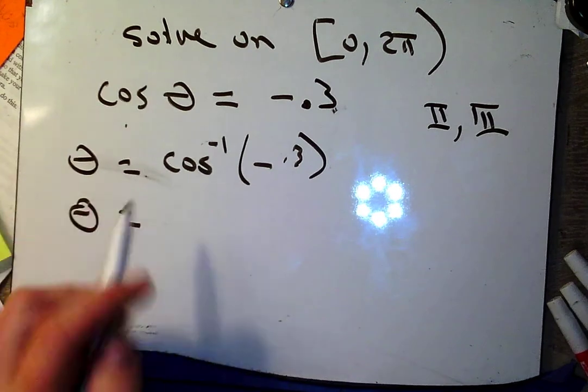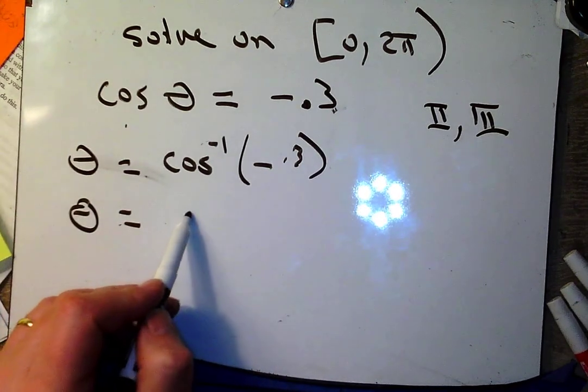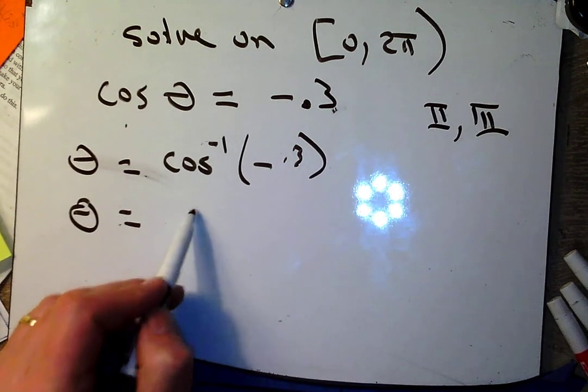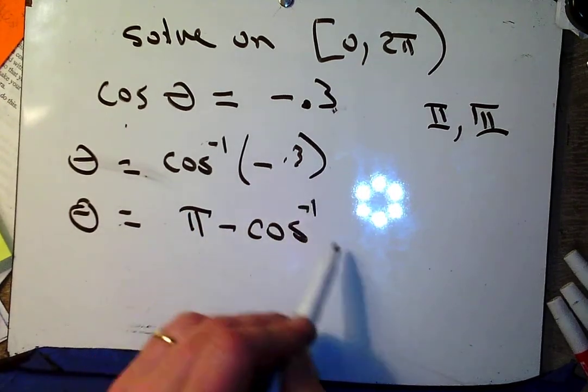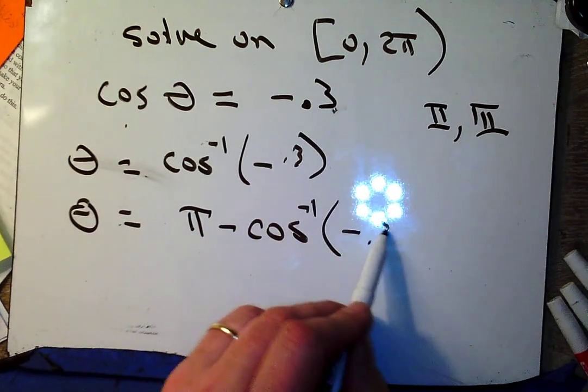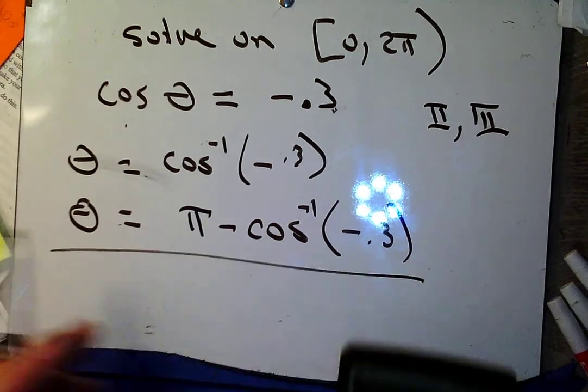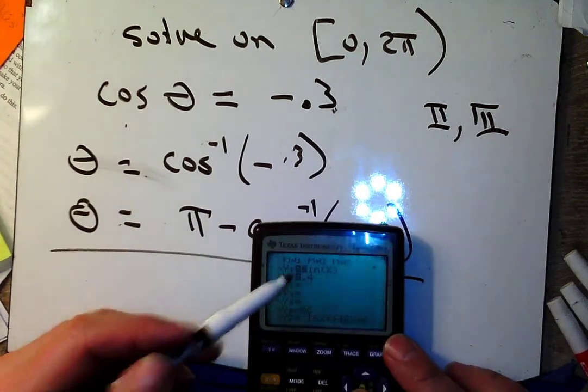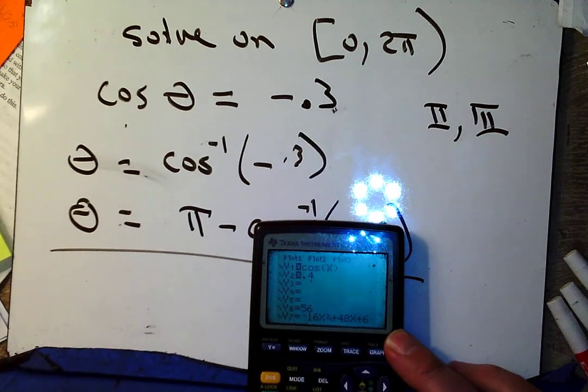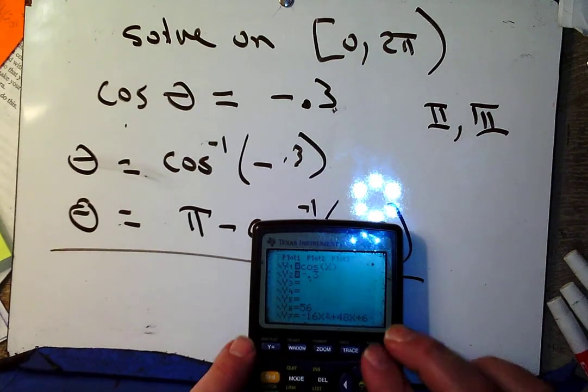Can I get away with this? Theta equals pi minus cosine inverse of negative 0.3. Let's see if that generates the two answers, because Kukla's saying, dude, just graph cosine and negative 0.3.